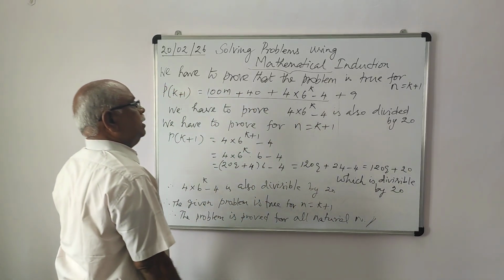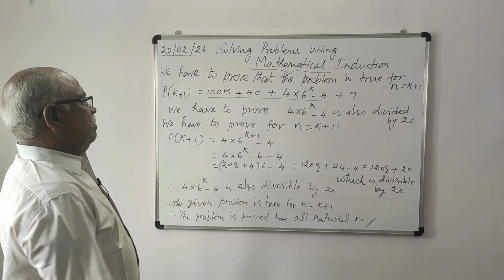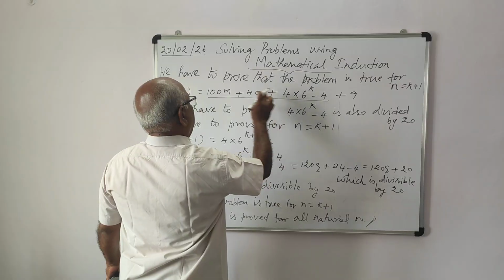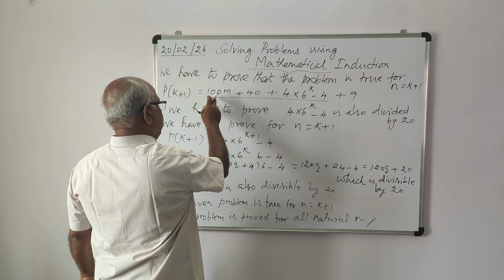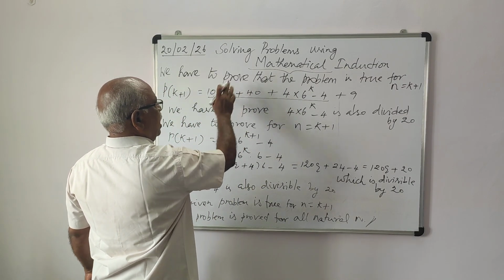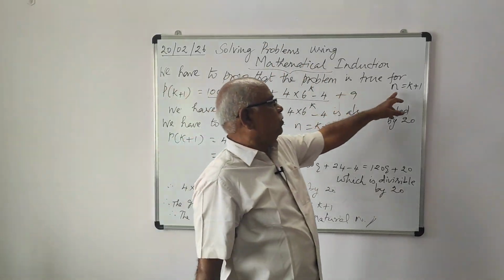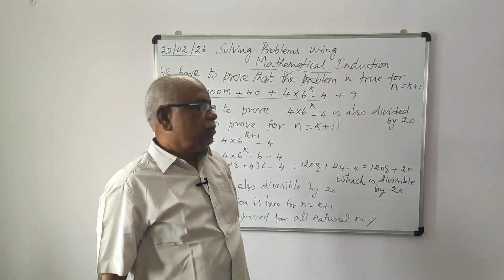Natural number n. So that's all about the problem. These two separately we have to prove: this is also divisible by 20, and this is already divisible by 20. The given expression is true for k plus 1. Therefore, the problem is true for all natural number n.